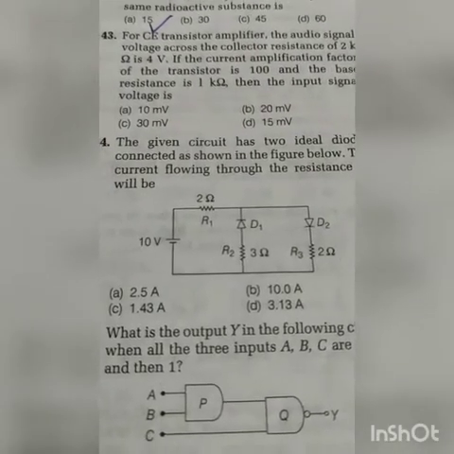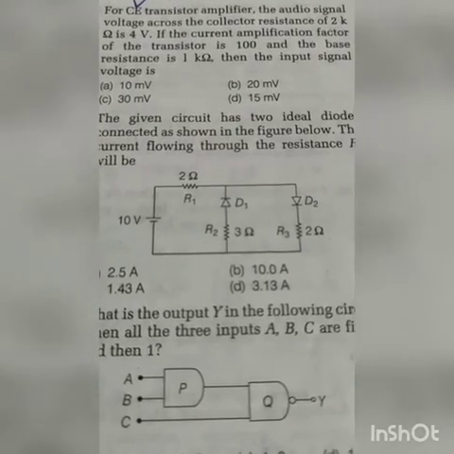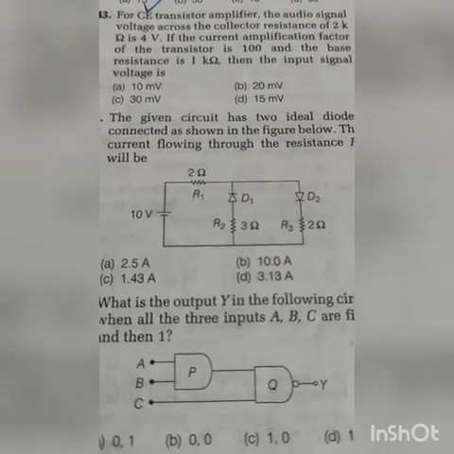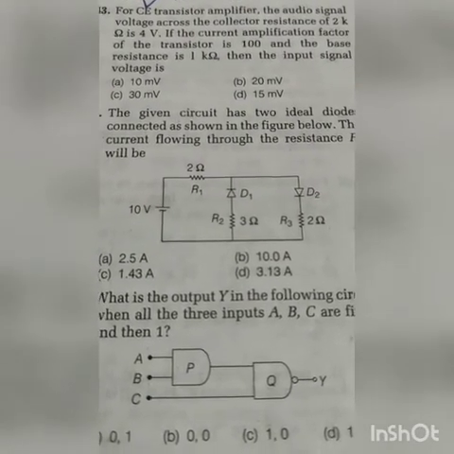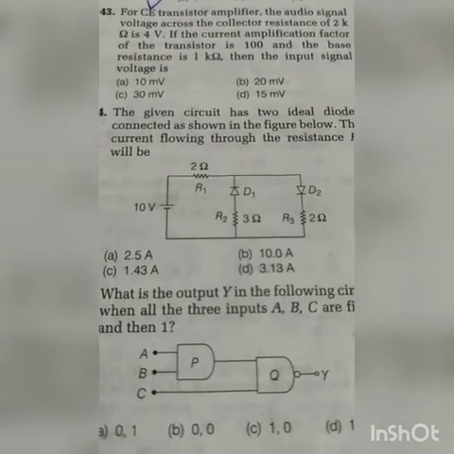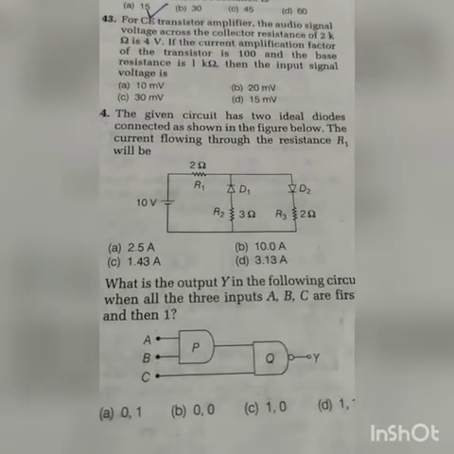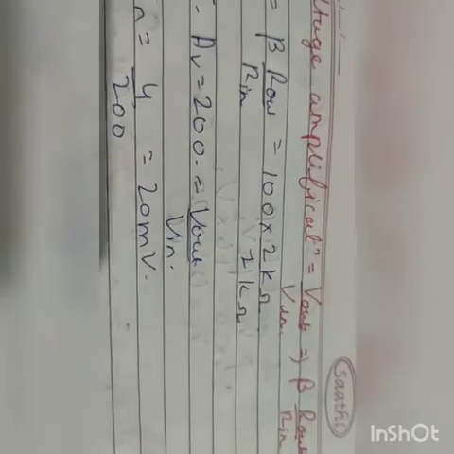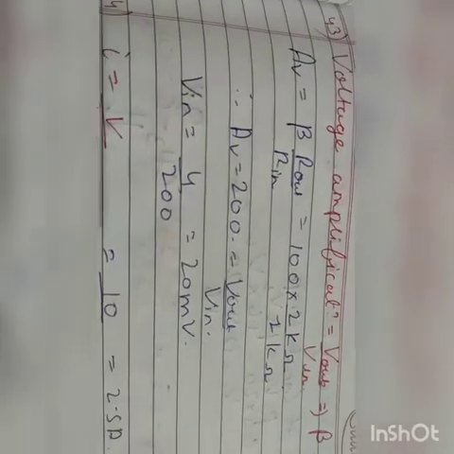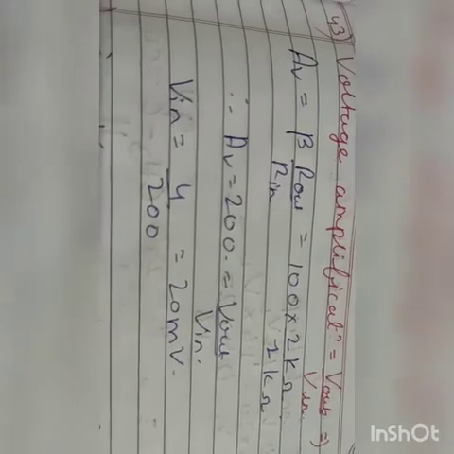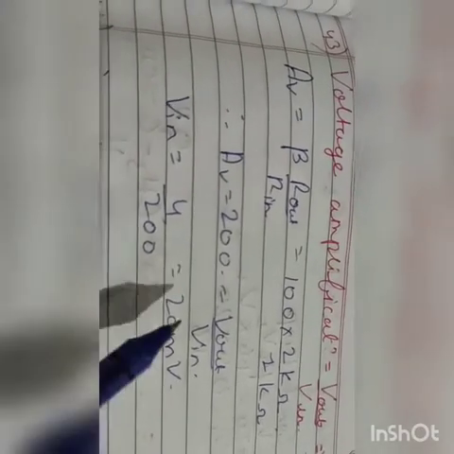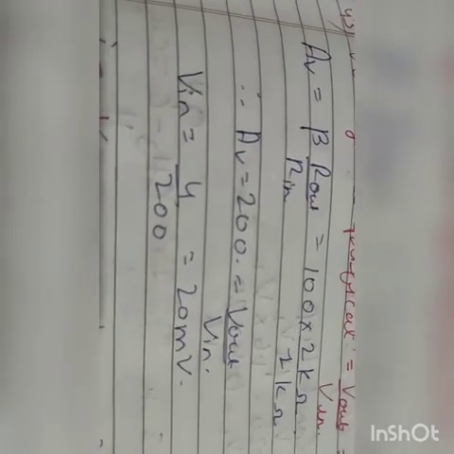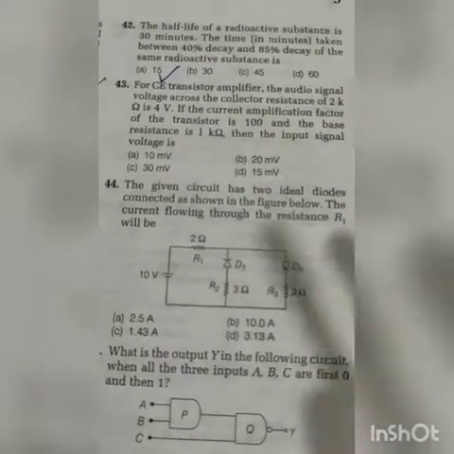So here is question number 43. For a transistor amplifier, the audio signal voltage across the collector resistance of 2k ohm is 4 volt. If the current amplification factor of the transistor is 100 and the base resistance is 1 kilo ohm, then the input signal voltage is. As we know, voltage amplification is equal to V output by V input. It's beta, that is current gain, into R output by R input. So voltage amplification A_V is equal to beta R output by R input. We will put in the values. Then A_V is equal to 200, that is V output by V input. So V input is equal to 4 by 200, that is 20 milli. So here as we can see it is 20 mV.